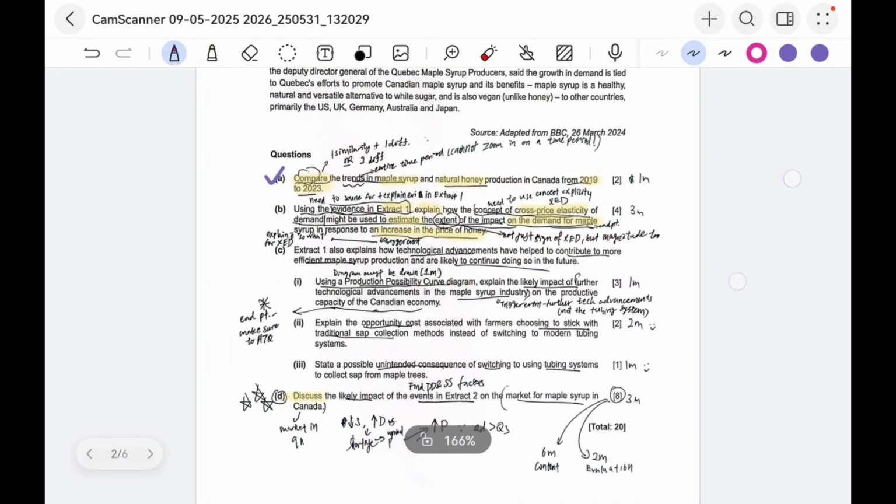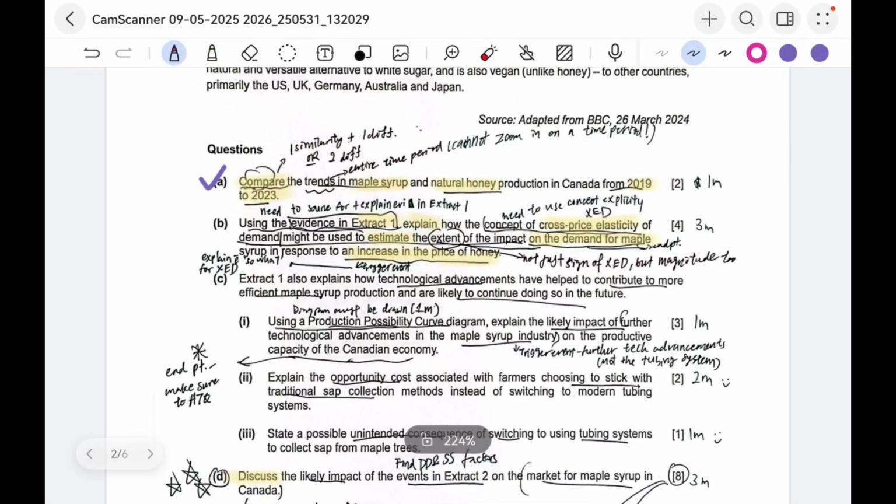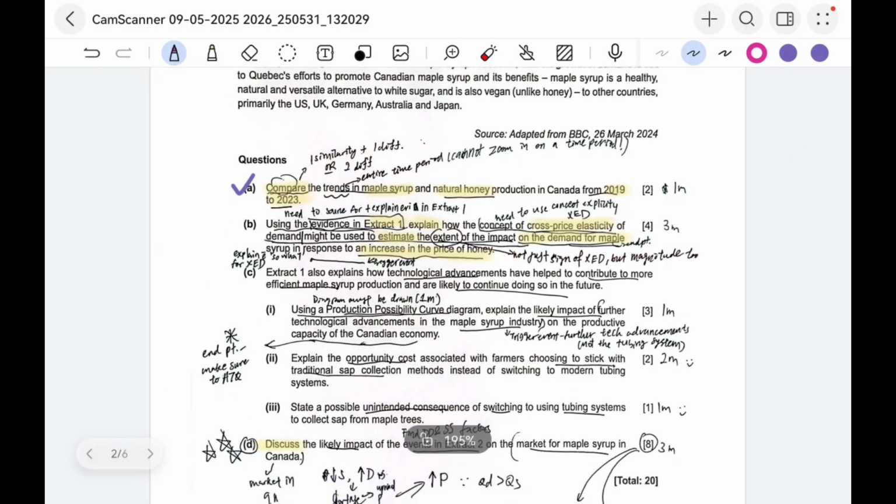Yeah. So we can look at the information on XED first, then we can come back to structure our answer. But here at least we know what we are looking at, which is the XED value, and then that will tell us the extent on the demand for maple syrup. Is it high or low based on the value? So let's go to extract 1.